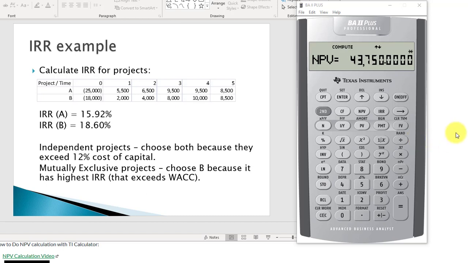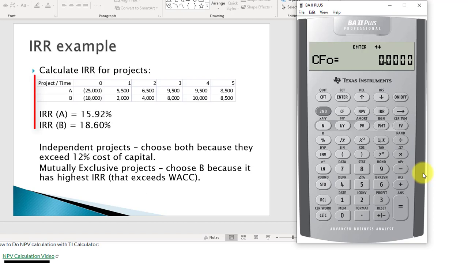So the first thing I'm going to do is clear out my cash flow register. To do that, I'm going to hit the cash flow button and then hit the second button and the clear work. So that gets rid of everything in my cash flow register and I can start from scratch.